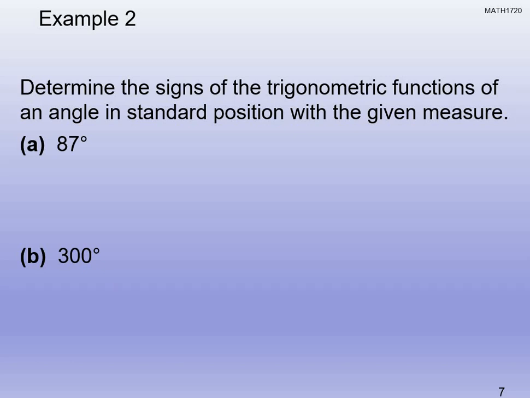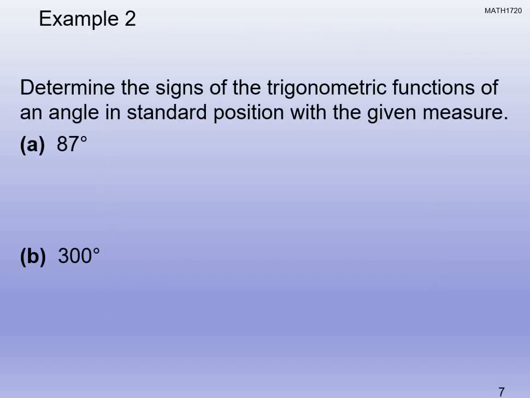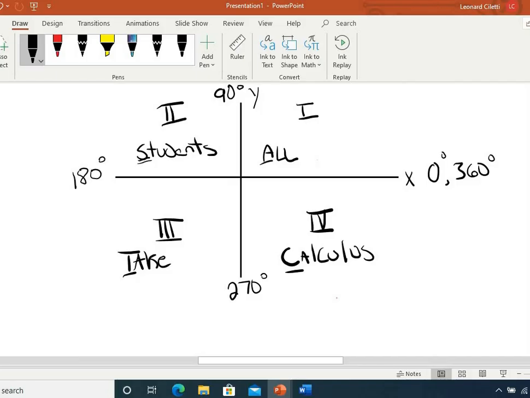Well, what quadrant does 87 degrees lie in? 87 degrees lies in the first quadrant, right? If we step back and look at the quadrants, this is where the quadrantals come in, and we need to make sure that we understand that. 87 degrees is in the first quadrant. So let's draw the quadrants here real quick and review what's what.